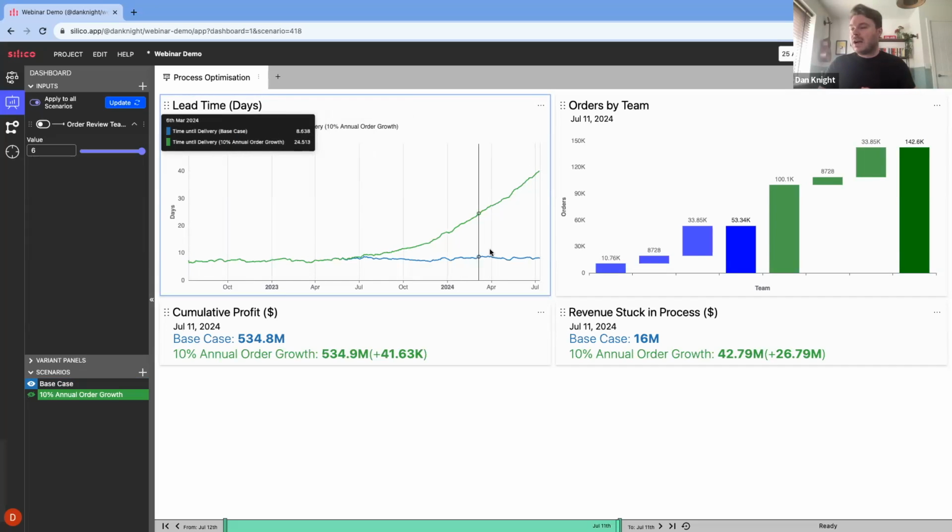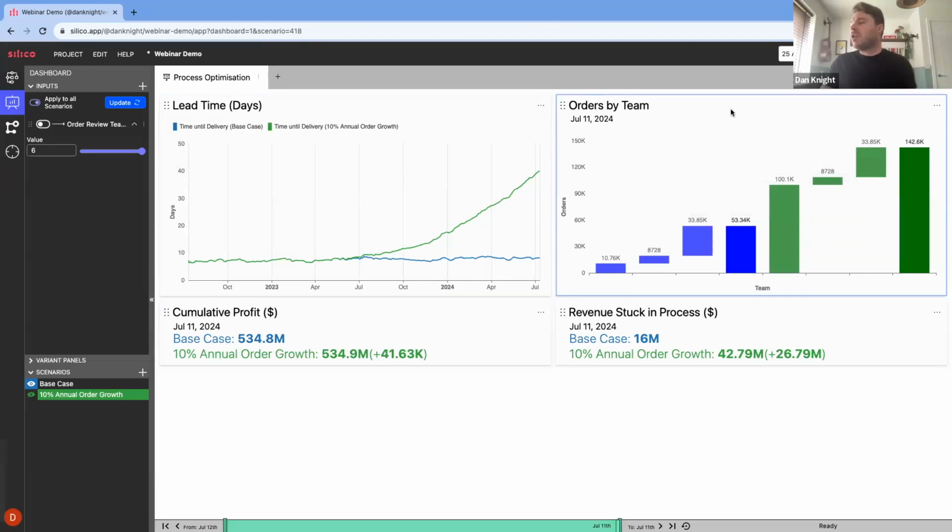All of a sudden, we can see our lead time has gone from eight days, what it was originally, to now, at the end of the simulation, 40 days. So there's this trending curve going upwards here. We then have our orders by team again, where we're seeing more backlogs. Our profit, you would think, with 10% more orders, you'd be rubbing your hands together, but actually, because we can't process the amount of orders coming in, we're only seeing an extra 41K on the bottom line. And I think the big number here is our revenue stuck in process. It's gone from 16 million to 42.79 million stuck in process because it just cannot be processed. I think it's quite a big number, if you would agree.